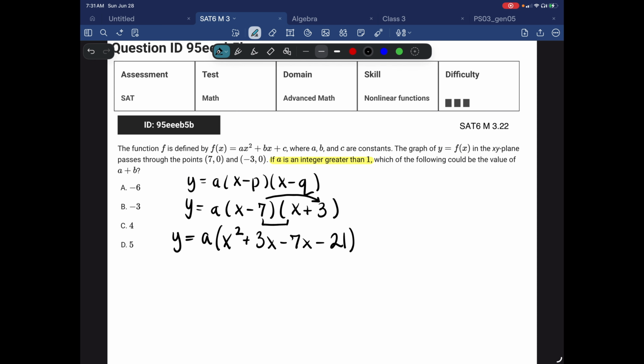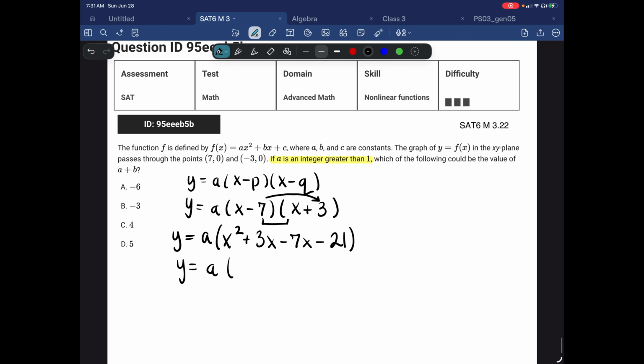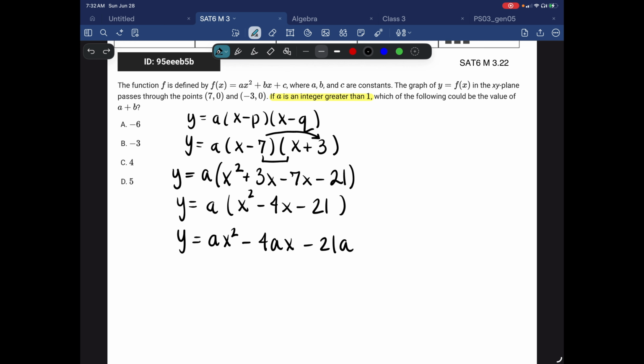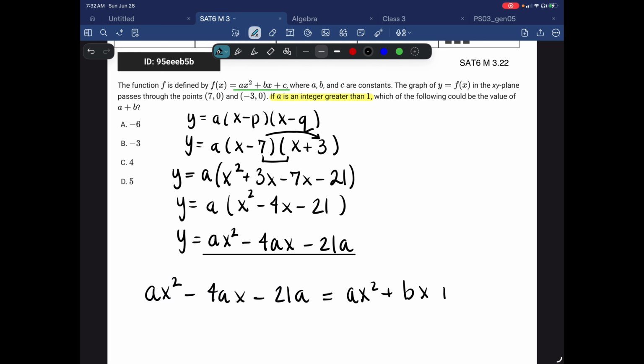Now I want to combine like terms. So x squared stays the same. 3 minus 7 is negative 4x, minus 21. Now I'm going to distribute the a to each term to finish expanding. So I have y equals ax squared minus 4ax minus 21a. So this is my standard form equation. And I know that ax squared minus 4ax minus 21a equals this from the standard form, ax squared plus bx plus c.